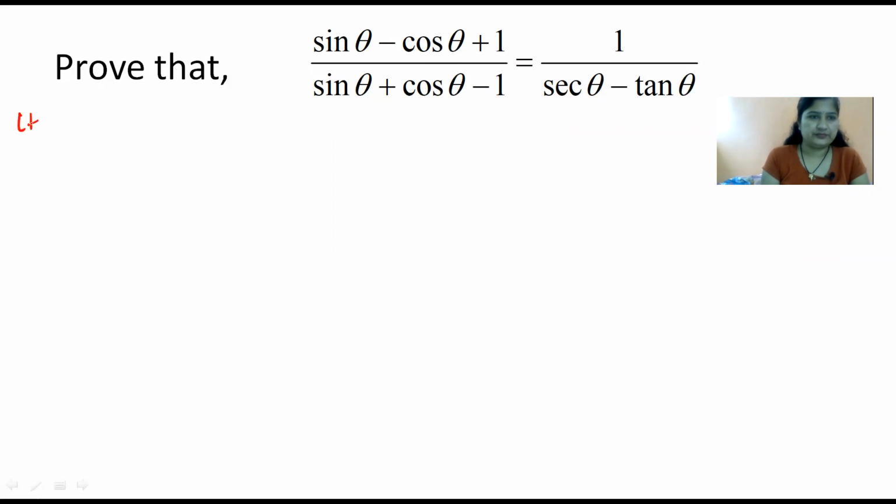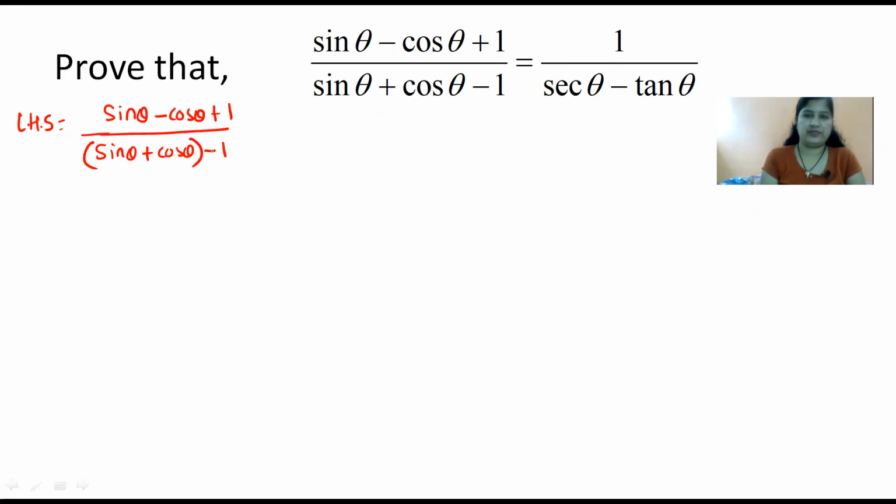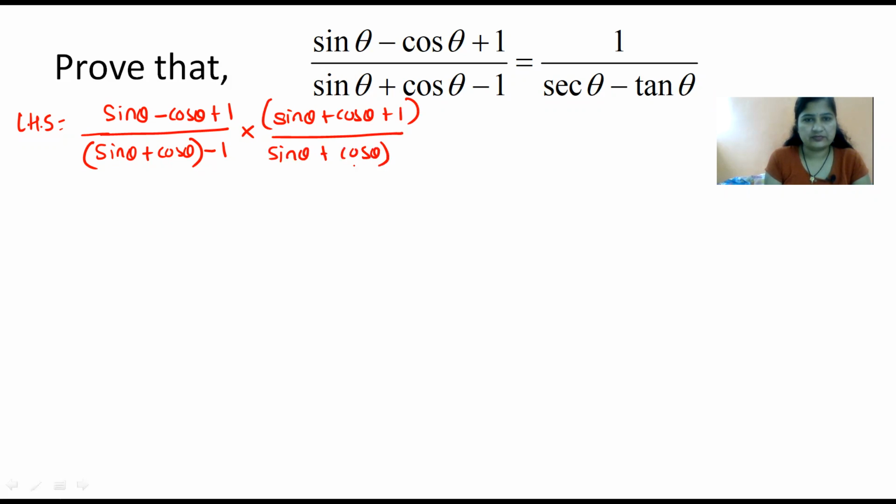Sin theta minus cos theta plus 1 upon sin theta plus cos theta minus 1. I can write this term as sin theta plus cos theta minus 1. Now use the rationalization. To use rationalization, we have to multiply by sin theta plus cos theta plus 1, so this is sin theta plus cos theta plus 1, upon the same sin theta plus cos theta plus 1. Okay.